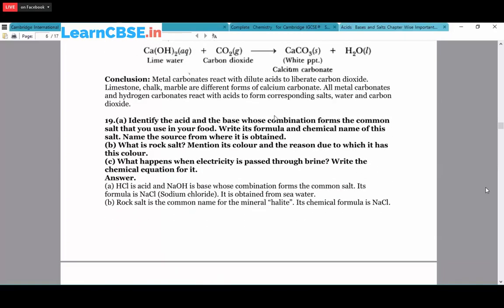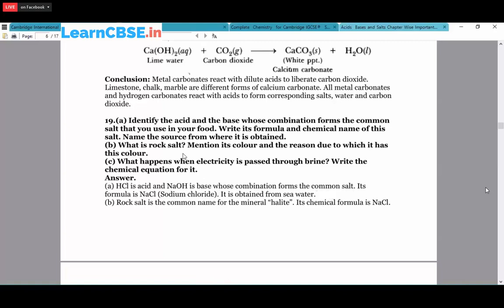Identify the acid and the base whose combination forms the common salt that you see in your food. Write its formula and the chemical name of the salt. Name the source from where it is obtained. HCl is an acid and NaOH is a base. Their combination forms the common salt, NaCl, and it is obtained from seawater.